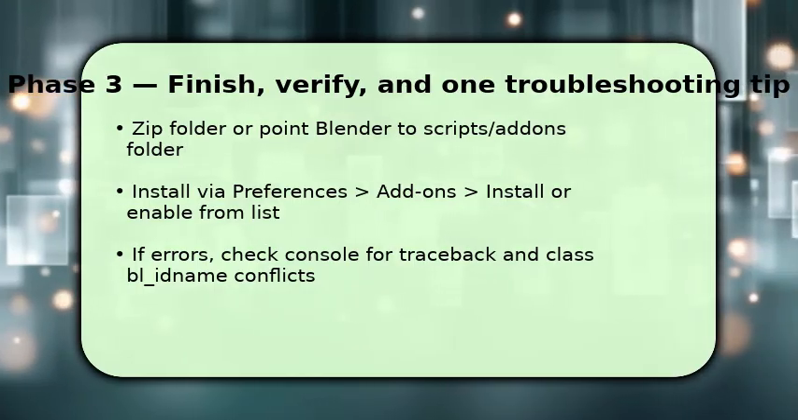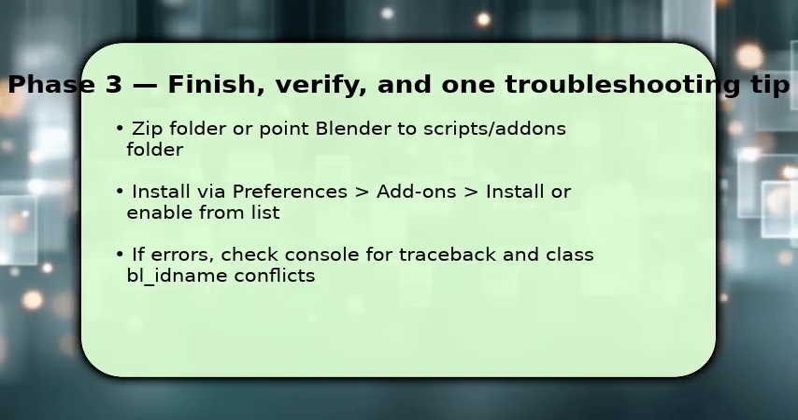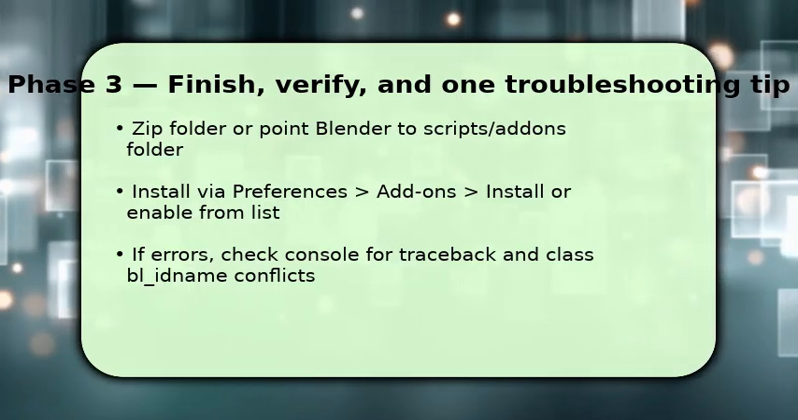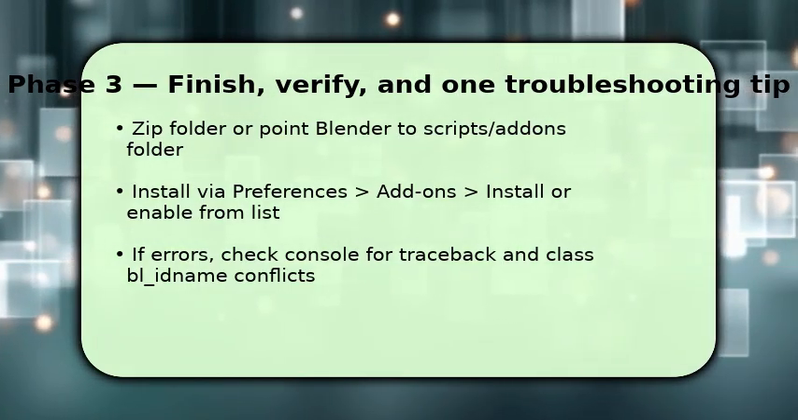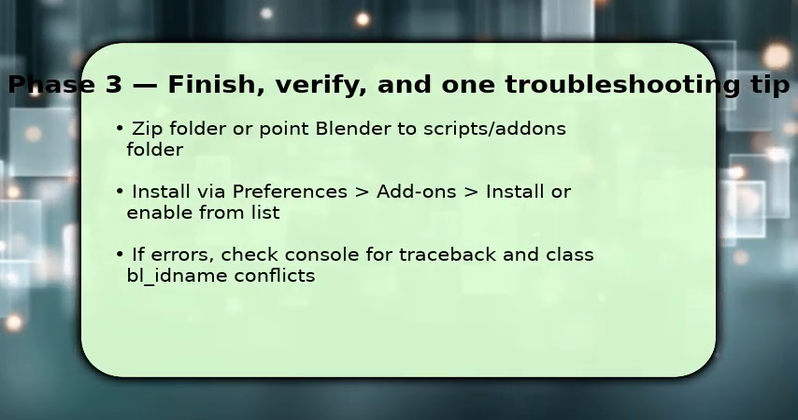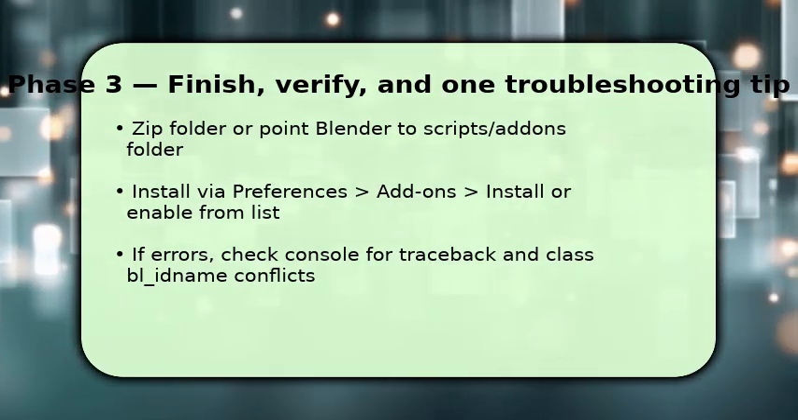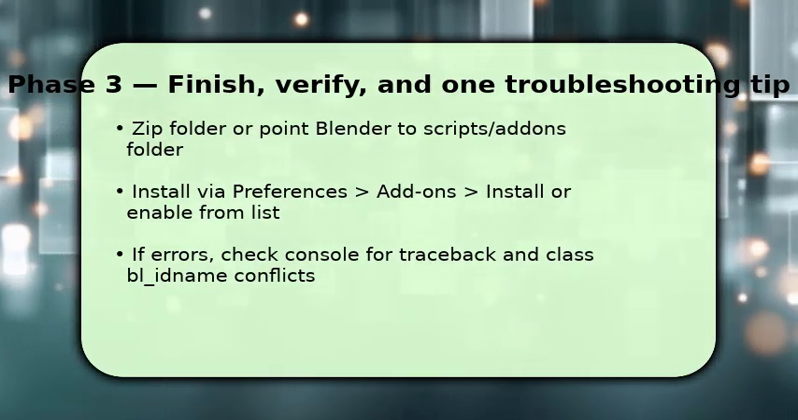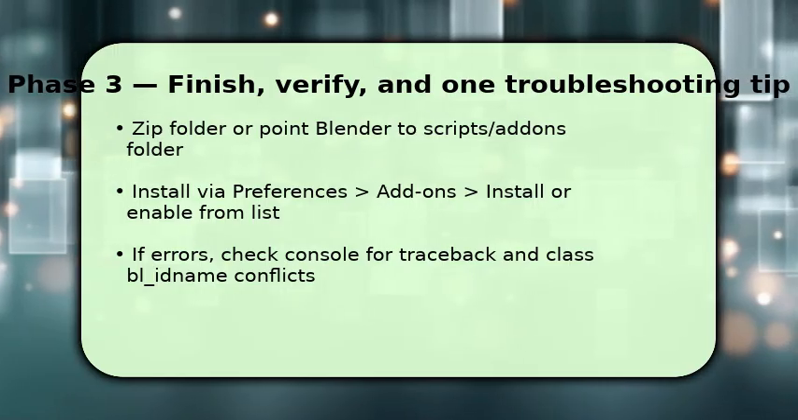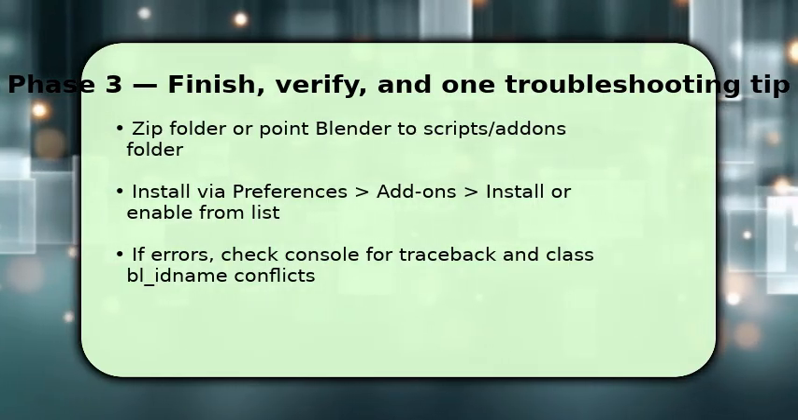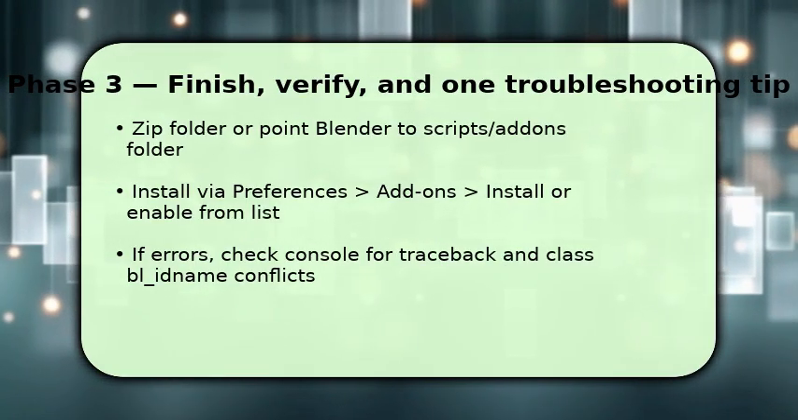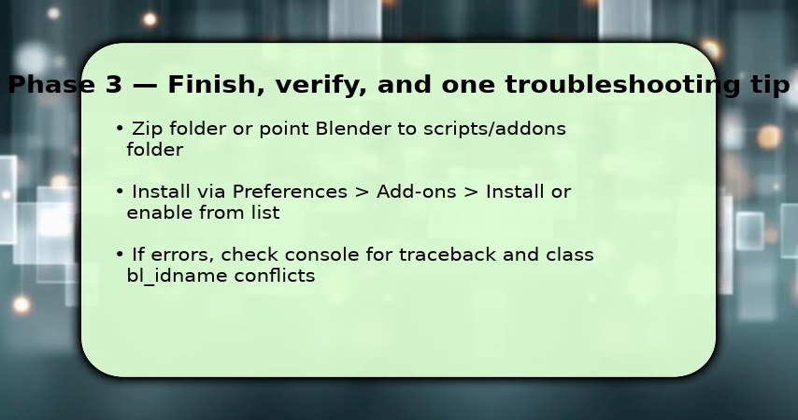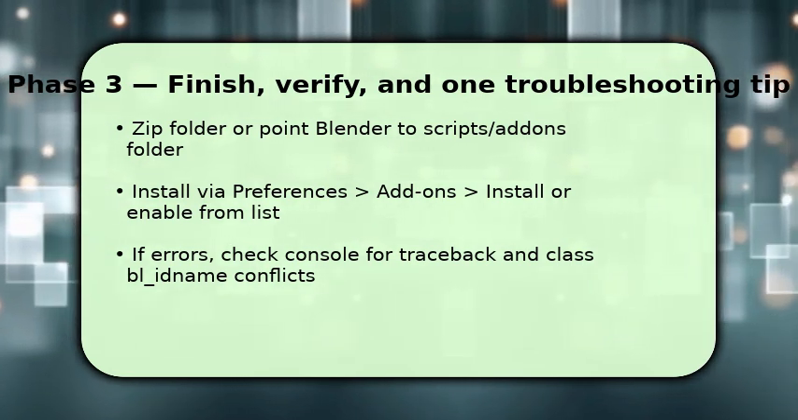Zip the add-on folder or leave it in scripts/addons so Blender can discover it. Then go to Preferences, Add-ons and use Install, or simply enable the add-on from the list. Test behavior with varied inputs and reload scripts to catch registration issues. If things go wrong, open the system console and read the traceback. Most failures are syntax errors, import mistakes, or duplicate bl_idname. Fix the indicated line, reload, and re-enable the add-on.